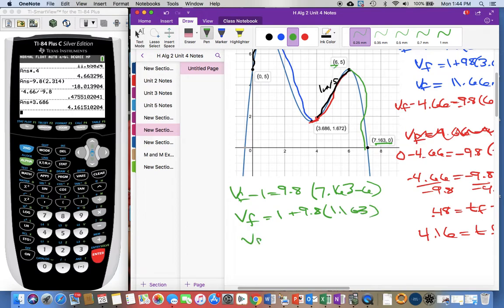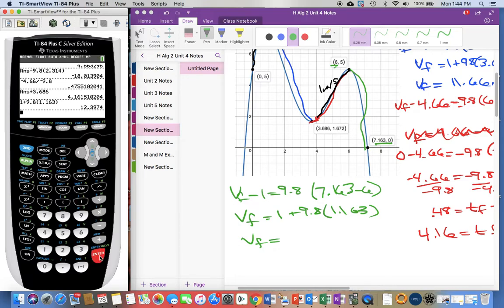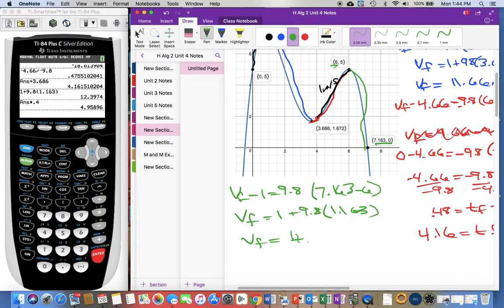And now I should just have to type that into my calculator. So let's see, 1 plus 9.8 multiplied by, in parentheses, 1.163. And I'm going to get a final answer here, my final velocity of 12.39. But wait a minute, hold on. We've got friction to take into account. So with friction accounted for, that gets me to 4.96 meters per second as my final answer.